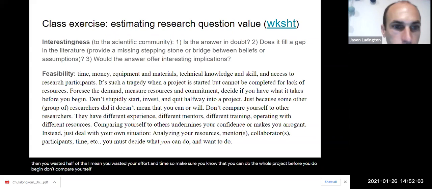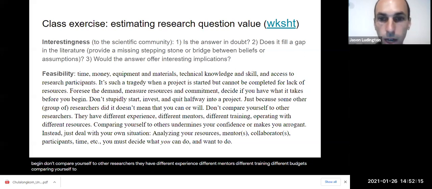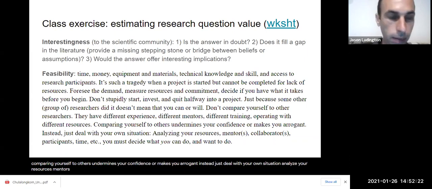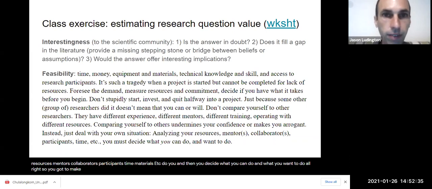Don't compare yourself to other researchers. They have different experience, different mentors, different training, different budgets. Comparing yourself to others undermines your confidence or makes you arrogant. Instead, just deal with your own situation, analyze your resources, mentors, collaborators, participants, time, materials, etc. And then you decide what you can do and what you want to do. All right, so if you're evaluating a research question, you look at the interestingness and the feasibility.